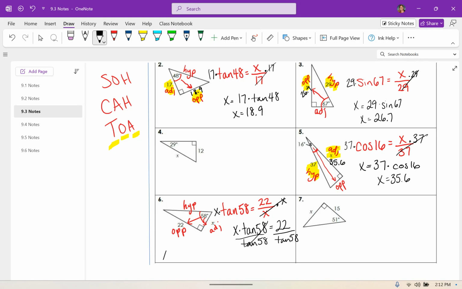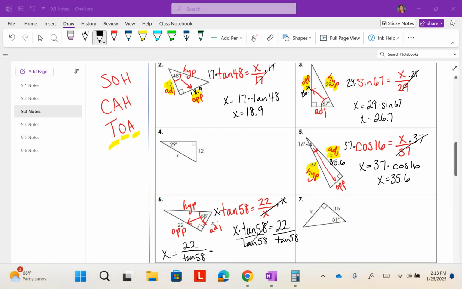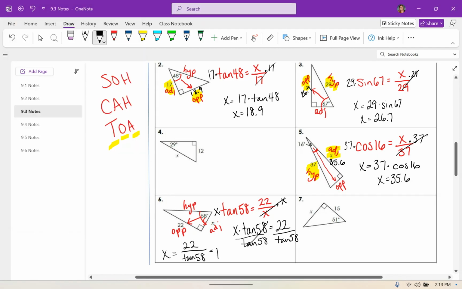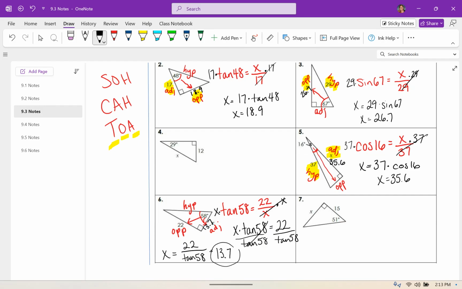Okay, so in my calculator, x equals 22 divided by tangent of 58. So let's use the calculator. 22 divided by 58 tangent equals about 13.74, so about 13.7. So if I plug in 13.7 here, I think that's a reasonable answer. So that is how you solve for x in the denominator.